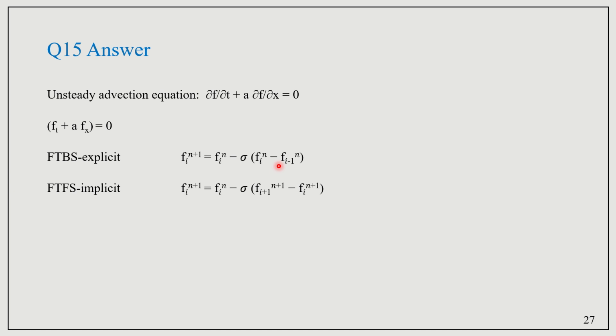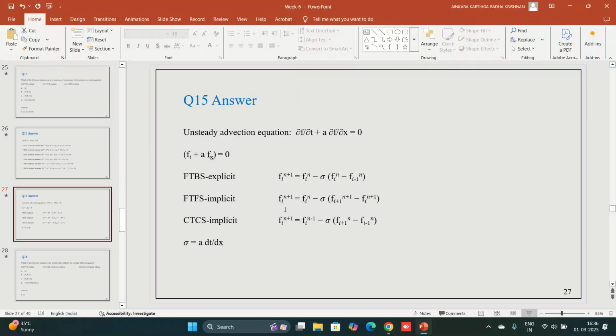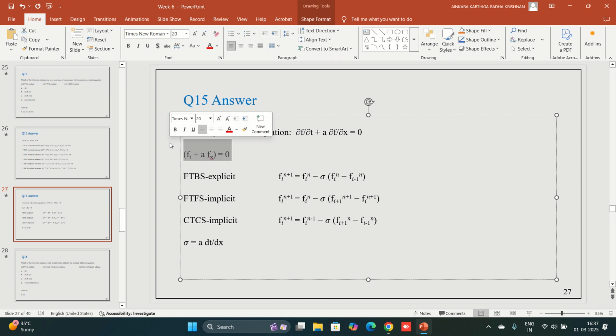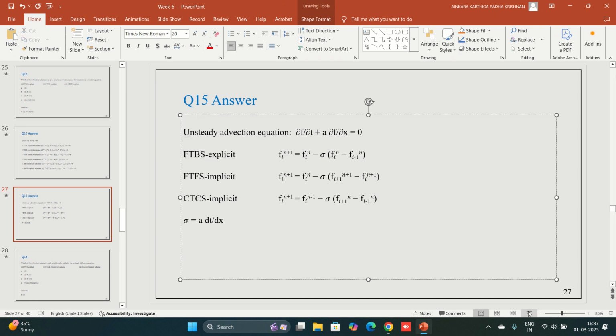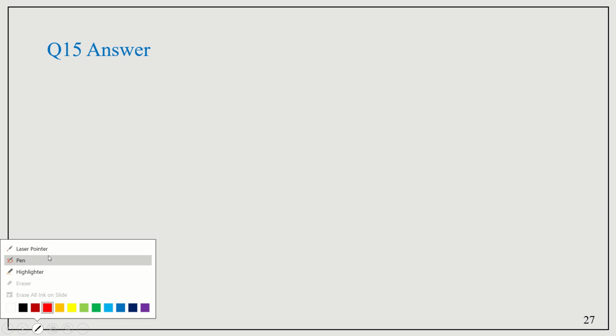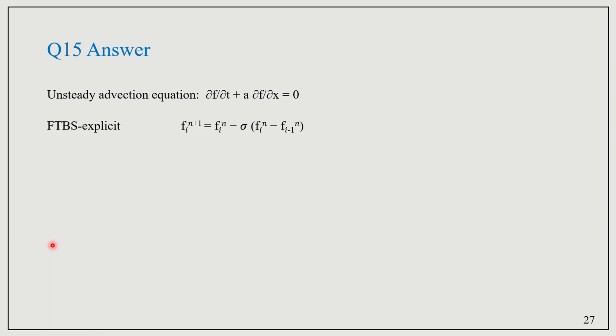Those things, and these things are different. So it is just values over here after discretization. So don't confuse with that. That's why I deleted it. So FTBS explicit is given by this. So here we are using I and I minus 1 for backward in space.